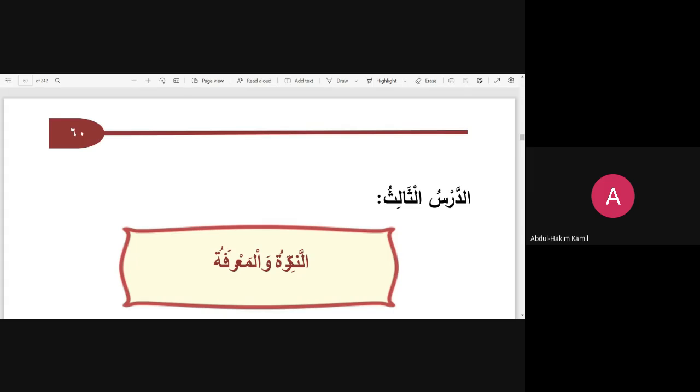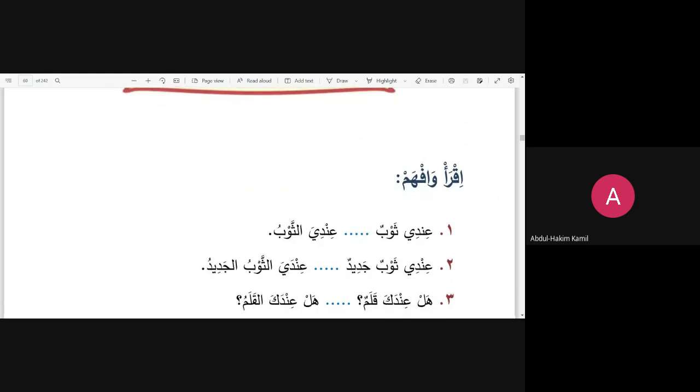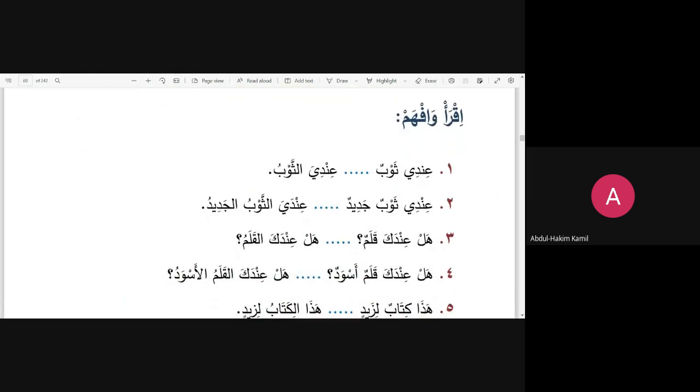So we're going to review this page right here. You're going to repeat after me, and I'm going to translate it. I just want everybody to understand what ma'rifa and nakira mean. That's our point and what our class is. A nakira is indefinite. Ma'rifa is definite. It says ikra' wafham. Now that you know what that means, we're going to read these sentences.